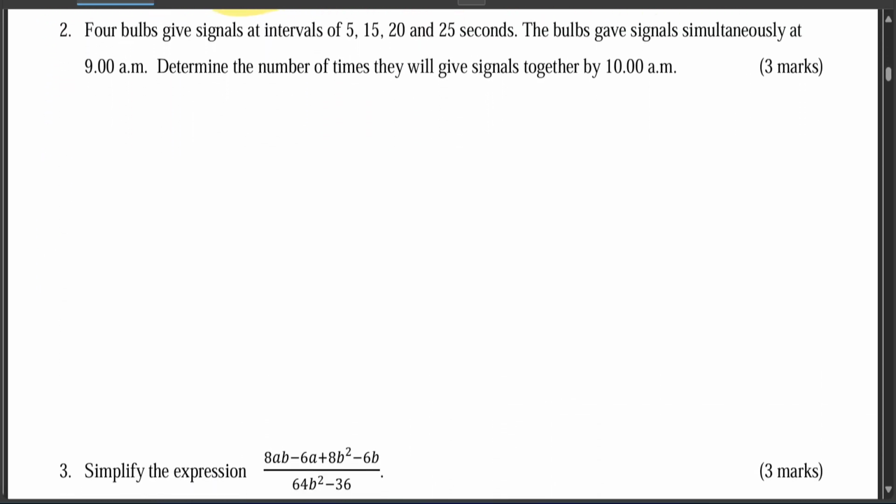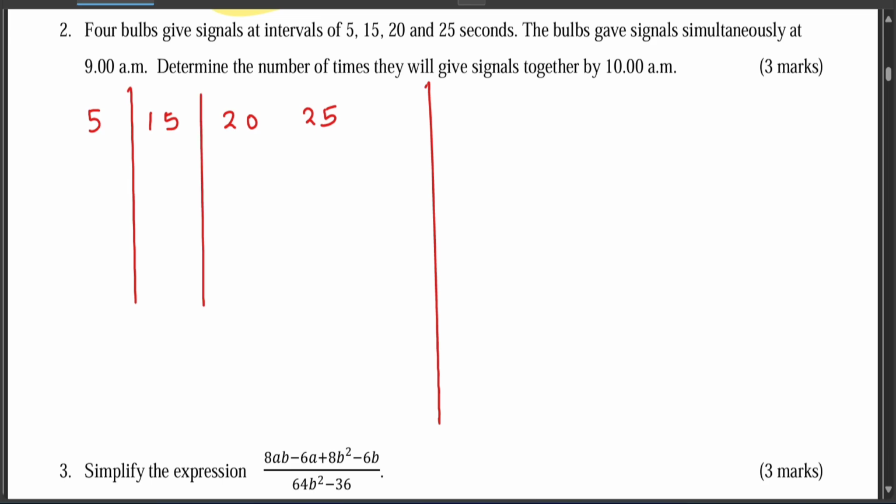Question 2 says 4 bulbs give signals at intervals of 5, 15, 20 and 25. So the bulbs give signals simultaneously at 9 a.m. It means the number of times they will give signals together by 10 a.m. So for ujue mara ngapi wa give signals from 9 to 10 a.m. But first let's find the LCM of 5, 15, 20 and 25. Tutatafuta LCM. Tujue after how long will it give signal? Maybe 5 seconds or I don't know. So let's just find the LCM.